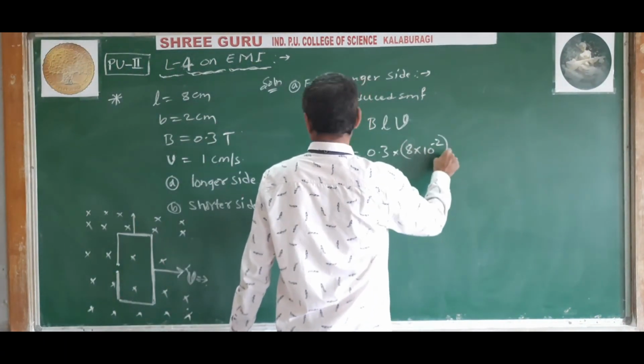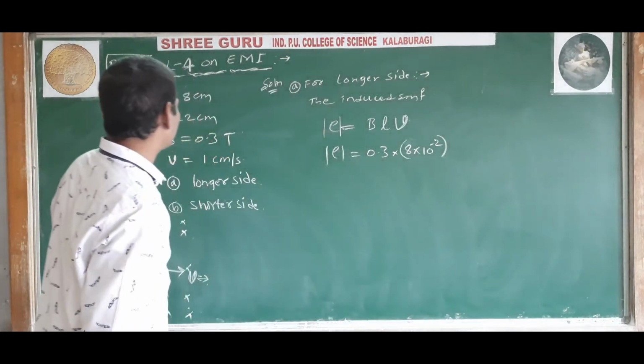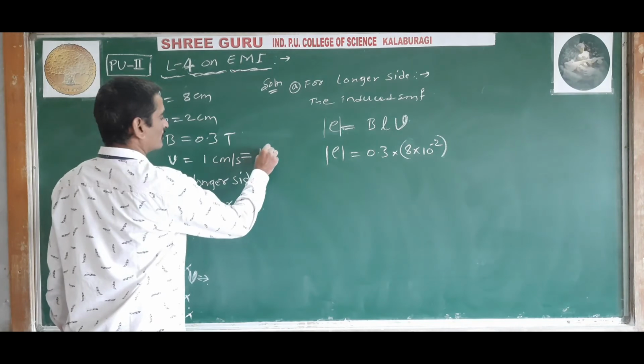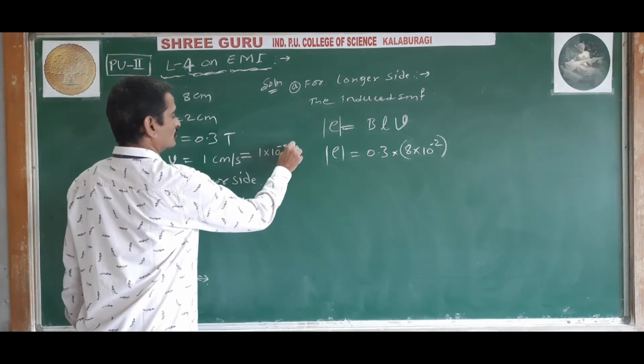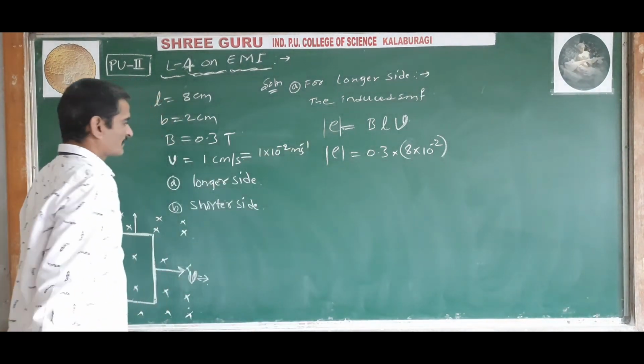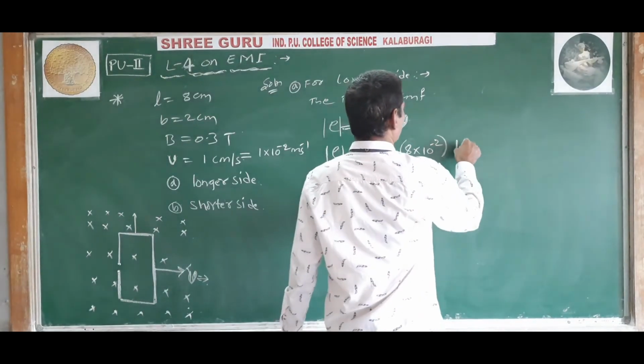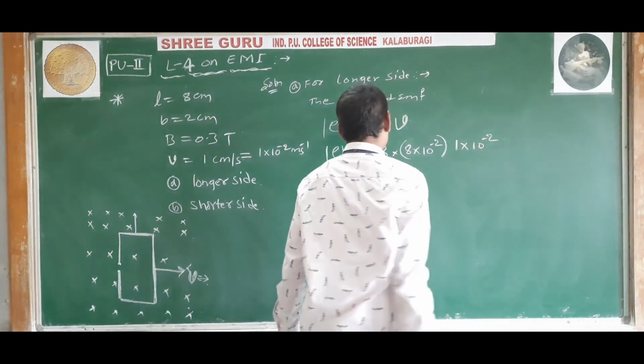And velocity is 1 centimeter per second, that is 1 into 10 to the power minus 2 meter per second.